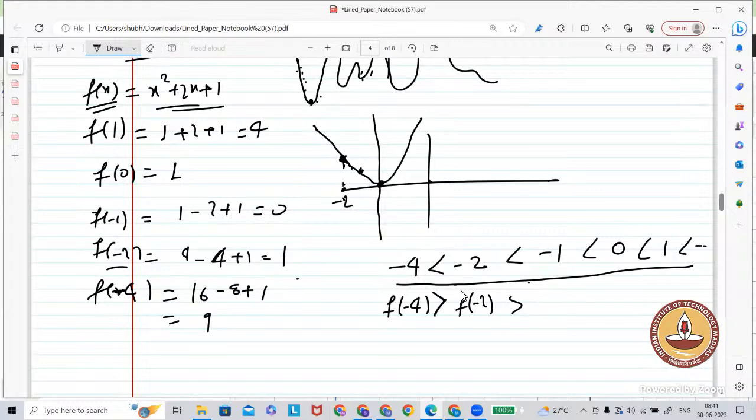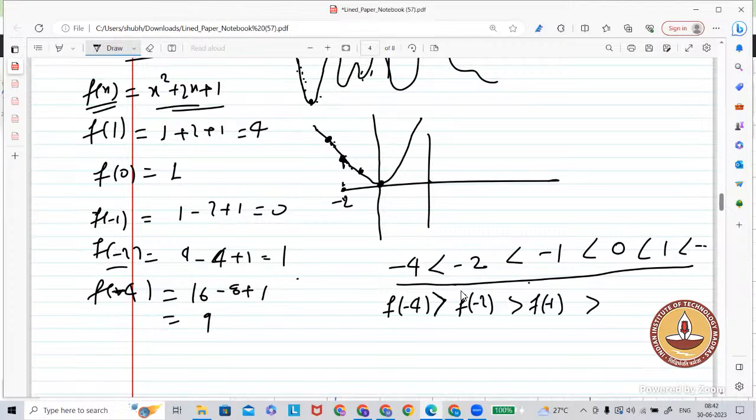And this is f of minus 1. At 0 you will get here, and this side has now started increasing. So what is happening here? You are giving the inputs, and you are getting the values.